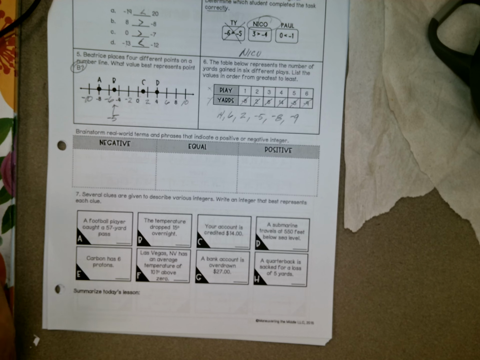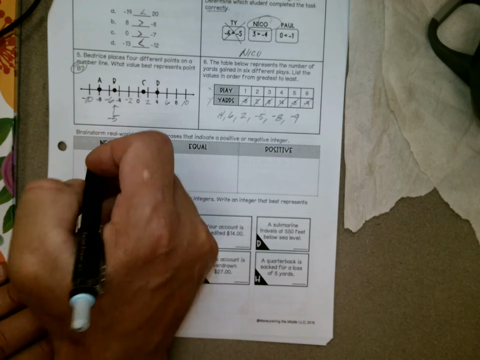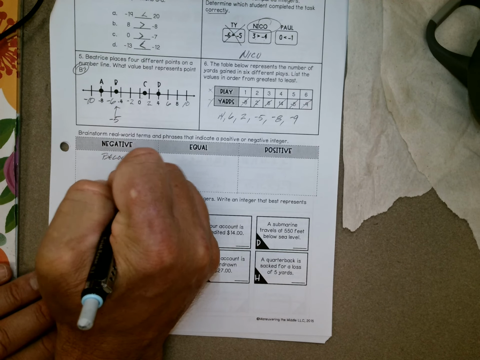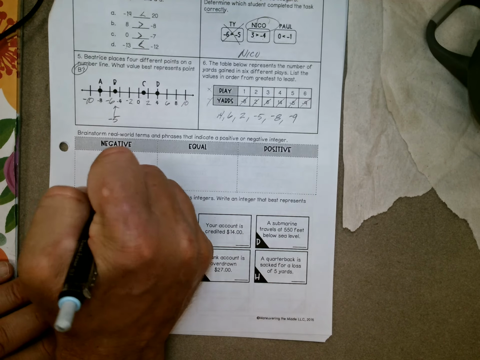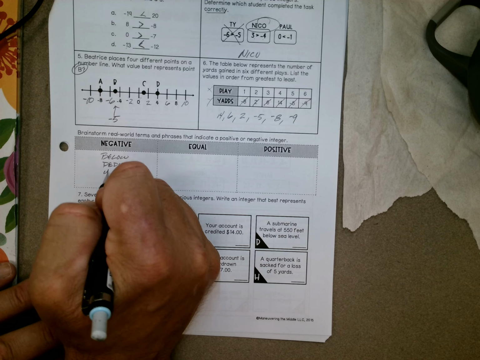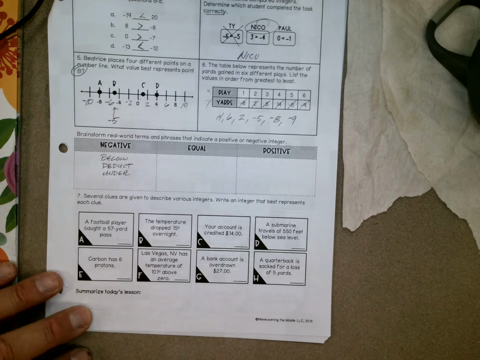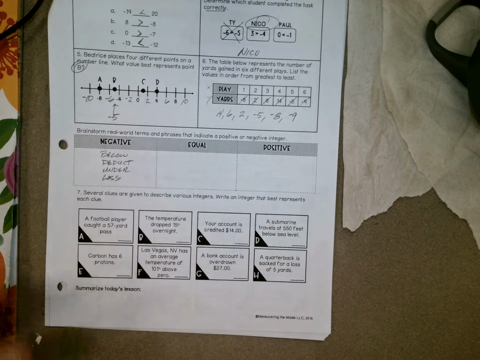All right. Brainstorm real world terms and phrases that indicate positive and negative numbers. There's not an infinite amount, but there's a lot for negative. How about below? Below 0 would be a negative, wouldn't it? Another term would be deduct. If I deduct 7 from 10, I subtract it, negative. How about under? Under's a good one, right? Loss. Can you think of any more?